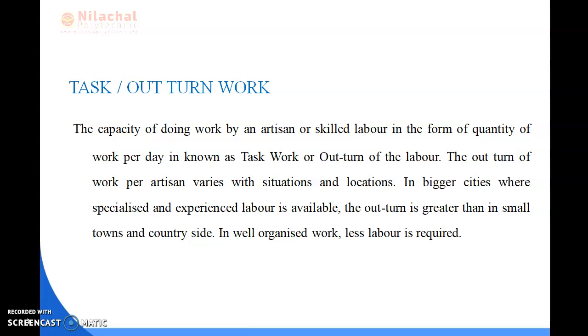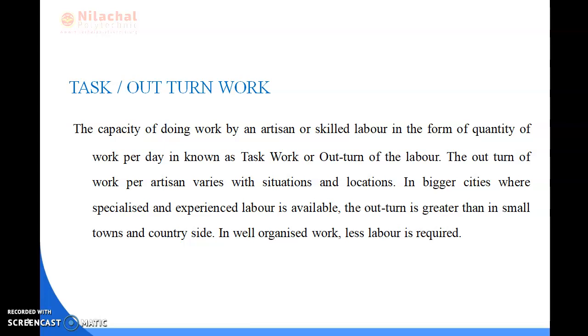In bigger cities where specialized work is done, because in bigger cities specialized and skilled labor is available easily. So in the case of bigger cities the work outturn is greater as compared to small cities. Small cities have fewer laborers, and also less skill. Bigger cities have experienced labor and first class skilled labor. So the first class skilled labor's work capacity or outturn is much greater than second class skilled labor or unskilled labor.